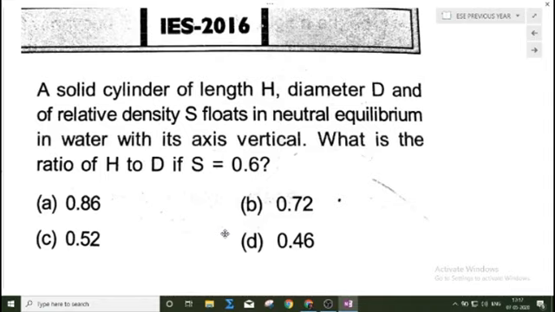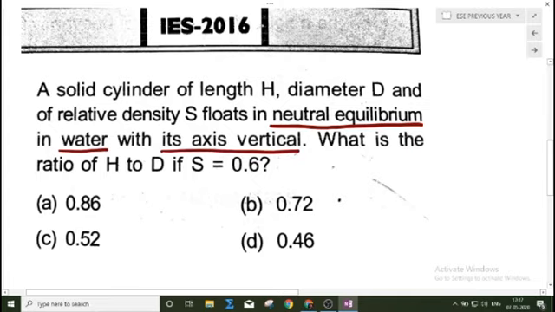Me also I'm trying. So now what it is saying is, a solid cylinder of length h is given to you, diameter d is given to you, and relative density S, which floats in neutral equilibrium, already mentioned. It is floating in water with its axis vertical. Read this question clearly. What is the ratio of H to D, if specific gravity is given as 0.6?